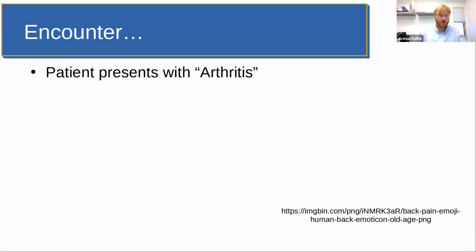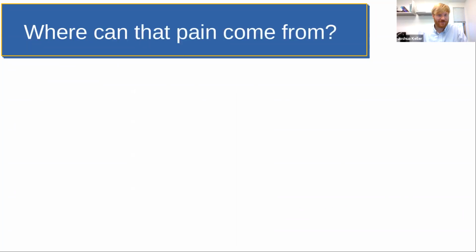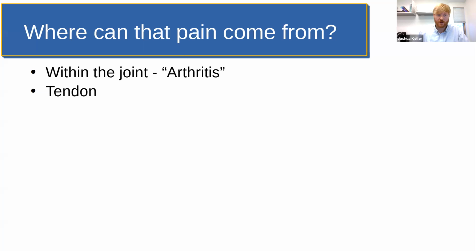So when you see a patient, the patient says, "Doc, I have arthritis." And what they really mean is, "I got pain somewhere," not necessarily arthritis. And that pain might be coming from the joint. It might be coming from a slew of other areas. So within the joint is what we would term arthritis.